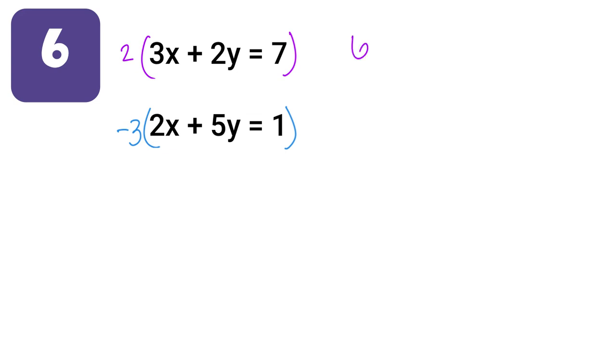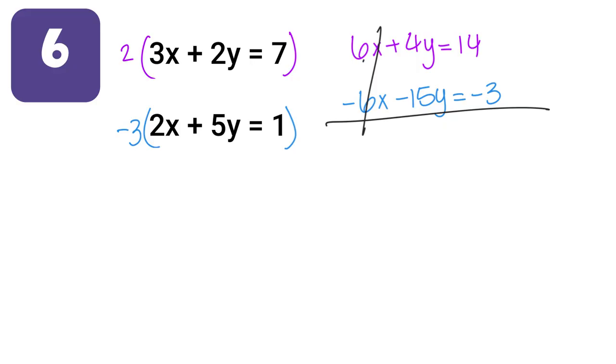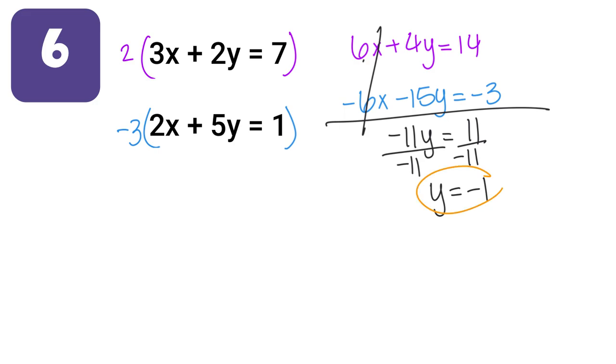So I'm going to have 6x plus 4y equals 14 for the top. And the bottom, after multiplying by negative 3, I'm going to get negative 6x minus 15y equals negative 3. Canceling out my x's, I'm going to end up with negative 11y equals 11. Divide by negative 11, and I'm going to get y equals negative 1. Okay, so now that I solved for y, I'm going to plug it back in and solve for x. Same thing like I said, I like to choose the smallest numbers.